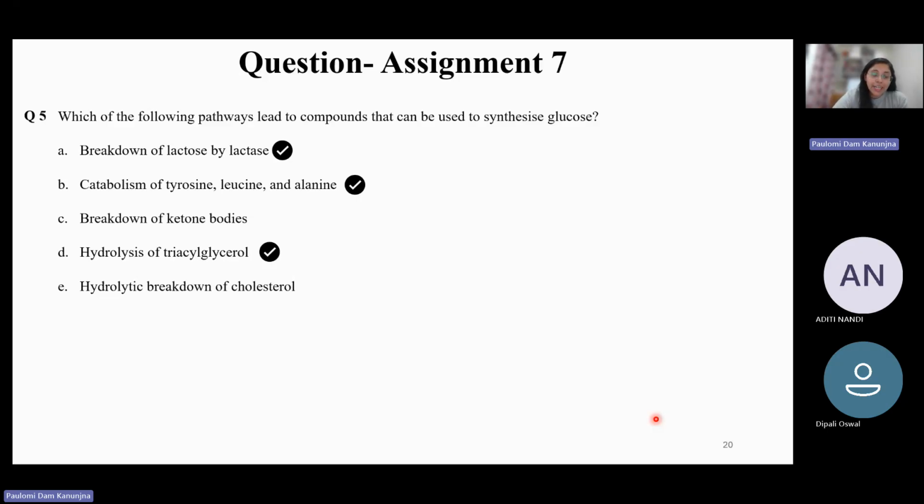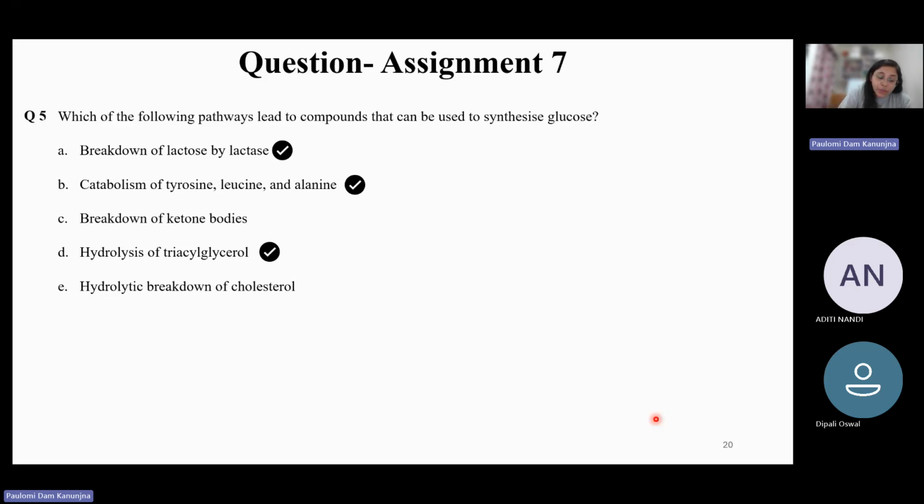Now D, which is hydrolysis of TAG. If you hydrolyze TAG, you have glycerol, which can be converted to DHAP, and DHAP can be converted to glucose. We know that it's the reverse of glycolysis, or gluconeogenesis, right? So if you break down TAG, you get the glycerol group, right?